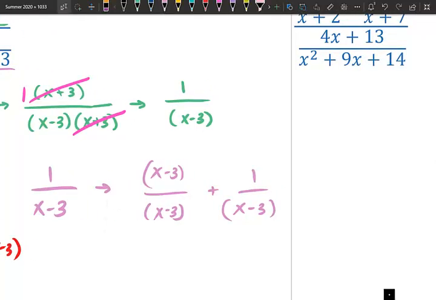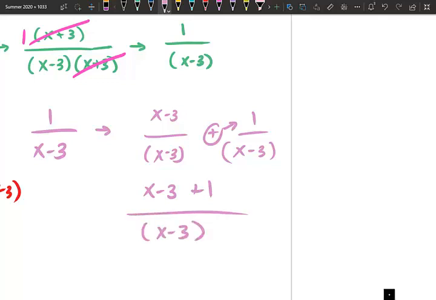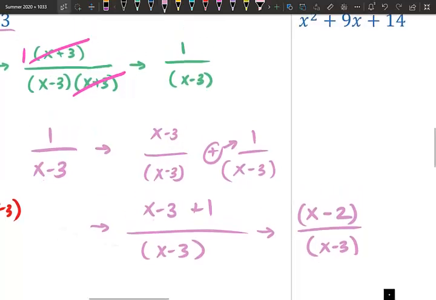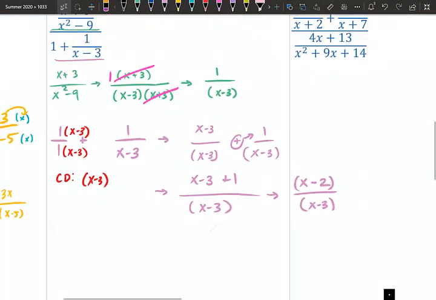On top, we don't need the parentheses anymore because there's nothing more to simplify. So we have x minus 3 plus 1 over x minus 3. Combine like terms, and we get x minus 2 over x minus 3. So the bottom simplified to x minus 2 over x minus 3. Now let's write this where it's supposed to go.